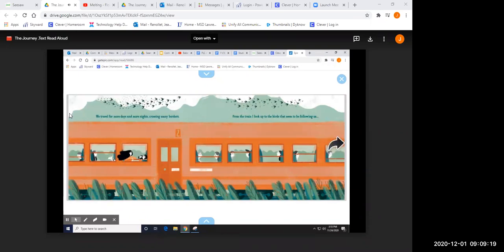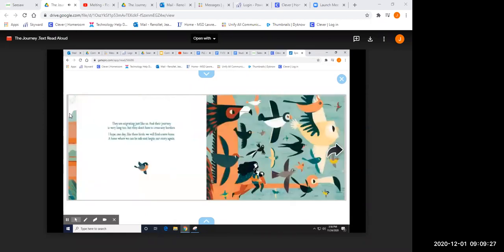We travel for more days and more nights, crossing many borders. From the train, I look up to the birds that seem to be following us. They are migrating just like us, and their journey is very long too, but they don't have to cross any borders. I hope one day, like these birds, we will find a new home, a home where we can be safe and begin our.